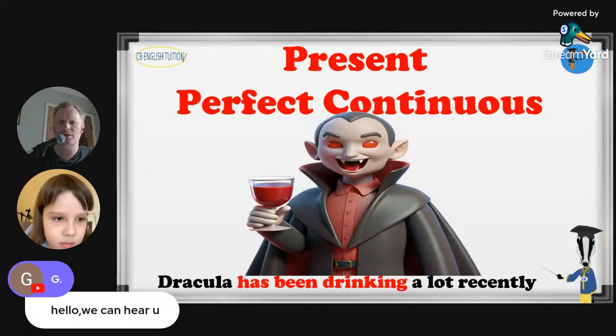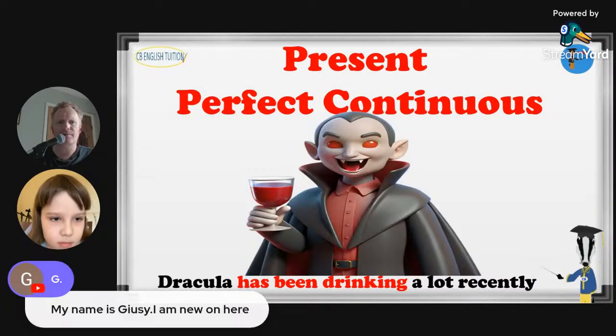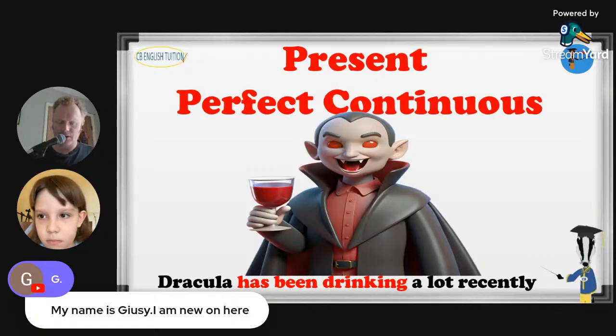Okay, we have a new person, Guisi. Hello, Guisi. Nice to meet you. Also, we use it for something that started in the past and went to the present. Okay, so present perfect continuous is similar to the present perfect simple, but also a little bit different. If you want to come on stage, tell me, and I will send you the link.